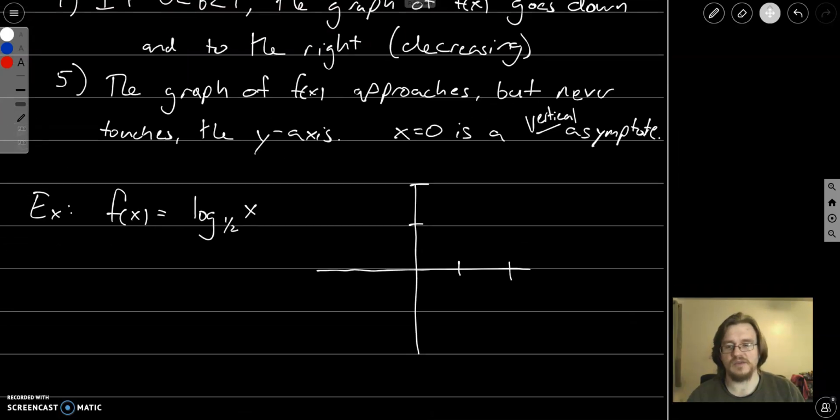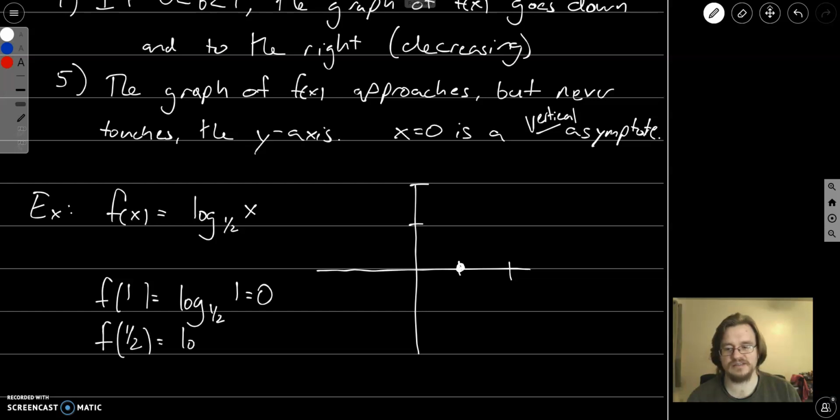So let me quickly draw this function here. So again, if we have log base 1/2 of x. So f of 1, again, log base anything of 1 is always 0. So if I plug in a 1, I get 0. If I plug in 1/2, this is also a special case. This is asking 1/2 to what power is 1/2? Well, anything to the first power is itself. So if I come to 1/2, we have this.